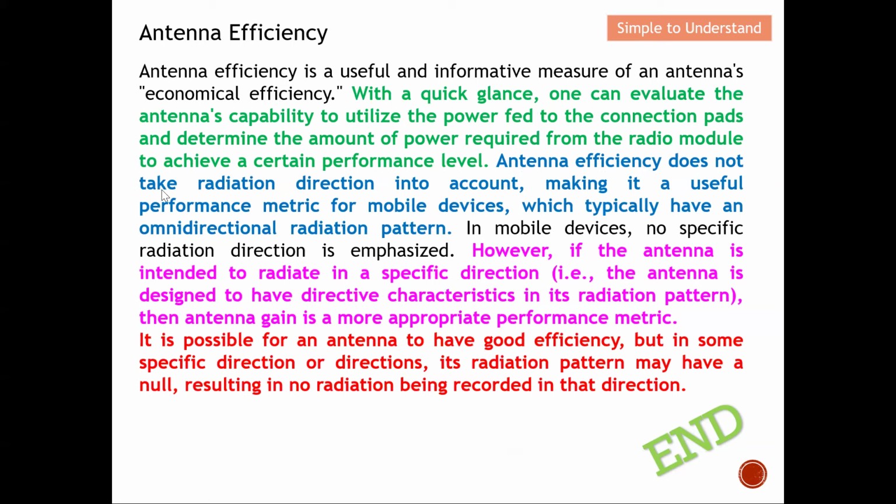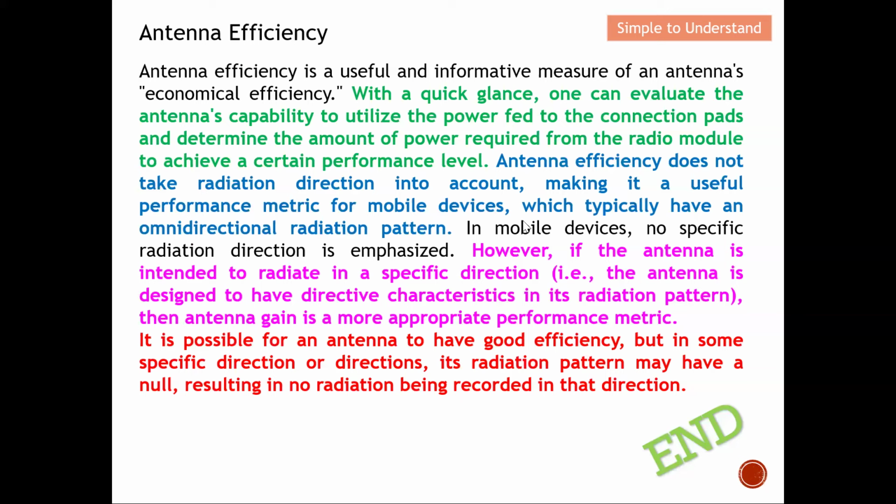Antenna efficiency does not take radiation direction into account, making it a useful performance metric for mobile devices, which typically have an omnidirectional radiation pattern. So in short, antenna efficiency is not a measure of how directive the antenna is. So we don't take into consideration the radiation direction. So basically, when we design mobile, we have an omnidirectional pattern, because we want to radiate the power 360 degrees as compared to directive. Therefore, this antenna efficiency may be good to explain how effective the mobile device antenna is.